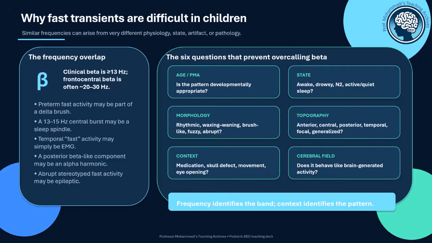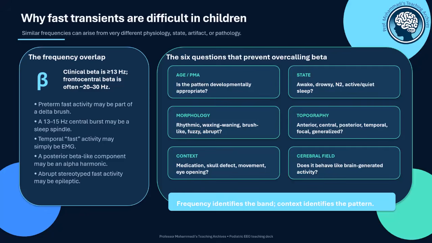In a premature infant, apparent fast activity may actually be the fast component of a delta brush. A 13 to 15 Hz central burst during sleep may be a sleep spindle. Fast temporal activity may simply represent muscle artifact. Posterior fast activity can be a harmonic of the posterior dominant rhythm, while abrupt stereotyped fast activity may represent an epileptic phenomenon. A useful approach is to ask 6 questions.